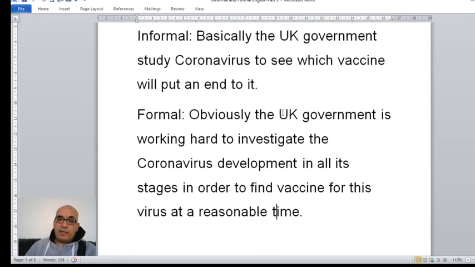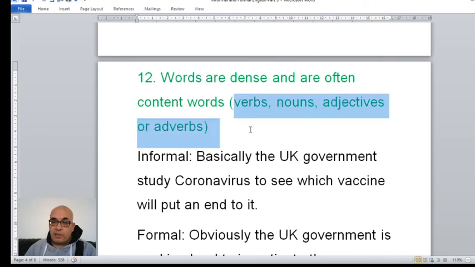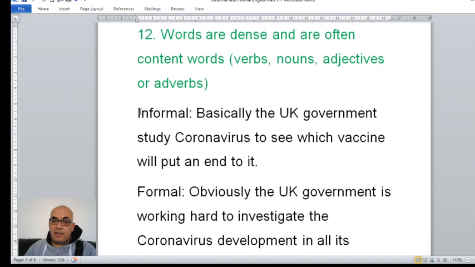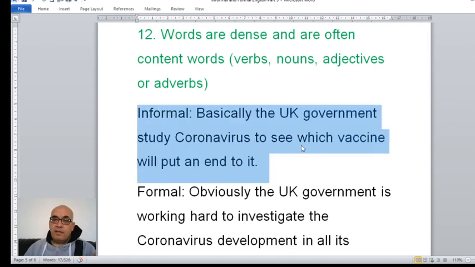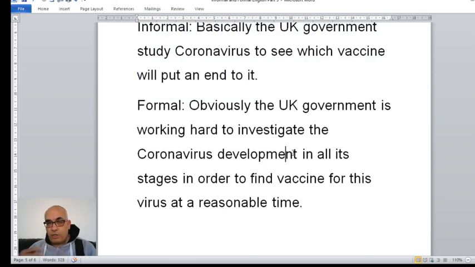So the first, like the last one, I said in formal English the words are dense. What do I mean by words? I mean verbs, nouns, adjectives, and adverbs. And I said in this sentence we have 9 dense words, but here we have got 14 or maybe 15 dense words. So try to watch it again, please, and again, and I hope you learn from it.